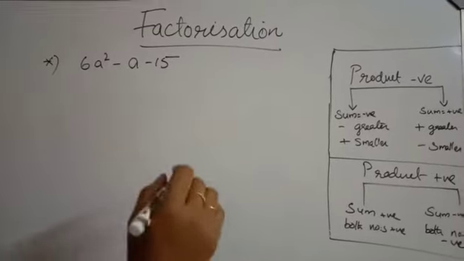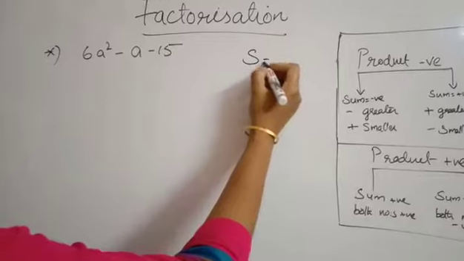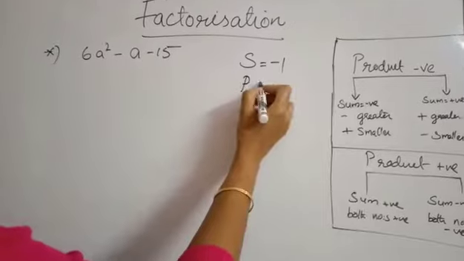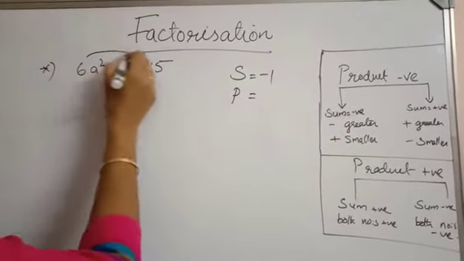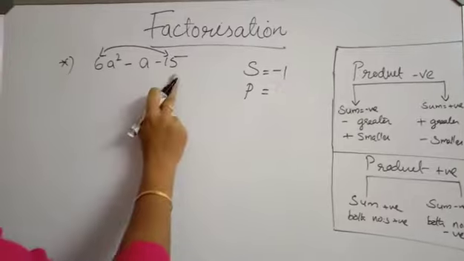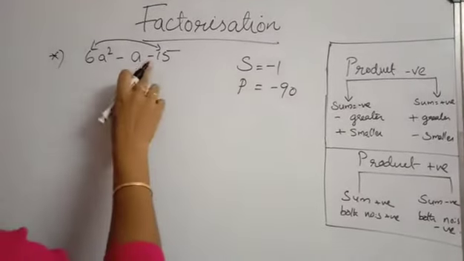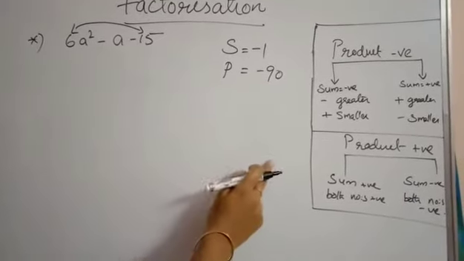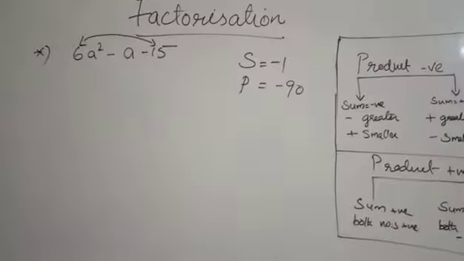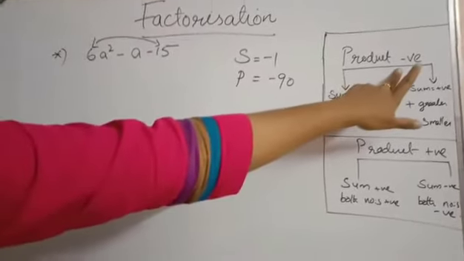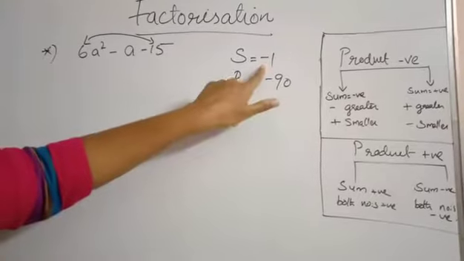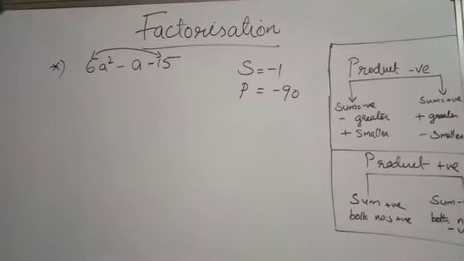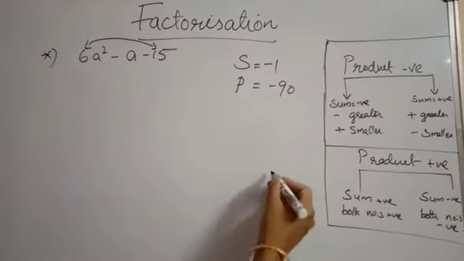We have to write the sum and the product. The sum is negative. Sum is equal to minus 1, the coefficient of the degree 1 term, and the product, I have told you, you need to multiply these two terms, 15 and 6. It's minus 90 since this 15 is negative. Now you need to split this 90 into two terms such that the sum should be minus 1. And as I have told you, when the product is negative, you have to remember the rules, and here the sum is also negative. When the sum is negative, the greater number will be negative and the smaller number will be positive. Let's split this minus 90.